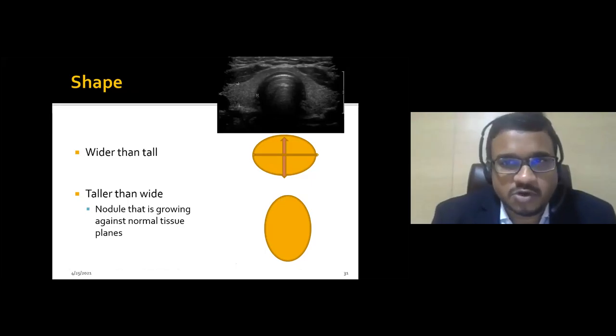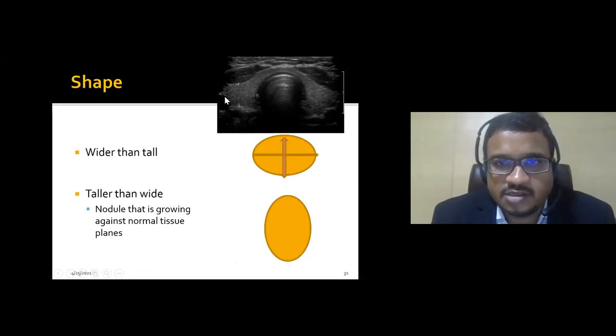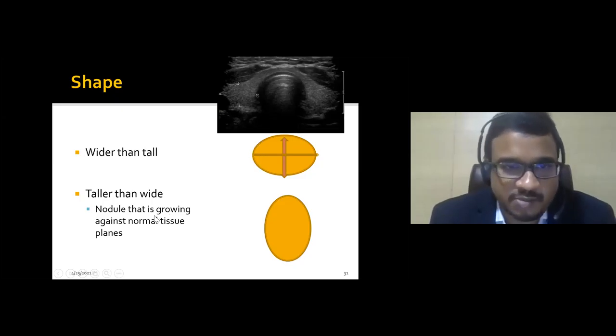Now we'll discuss the shape of the nodule. For representation purposes, this is the ultrasound image, and the shape is measured in the antero-posterior direction and the transverse direction like this. They are classified into wider than tall. Wider than tall means the antero-posterior dimension is less compared to the transverse direction. They are generally oval in shape.